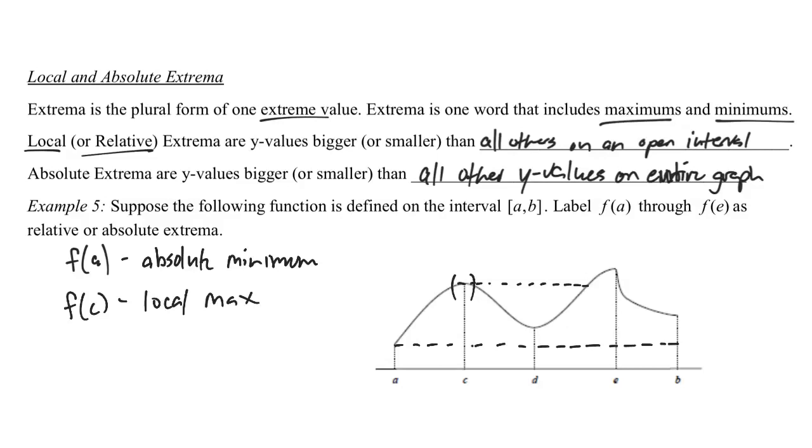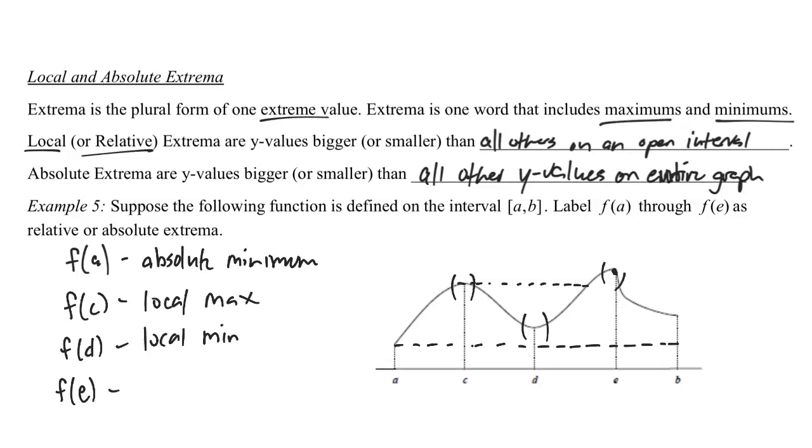Okay, going to f of d now. Can that be a local min? The answer is yes, because I can draw an open interval around it. Is it the absolute min? Well, no, it's not, because we already said that f of a was the absolute minimum. And so therefore f of d is simply a local or relative min. Okay, going to f of e. f of e would be this point right here. Now that's a high point. Is it a local maximum?